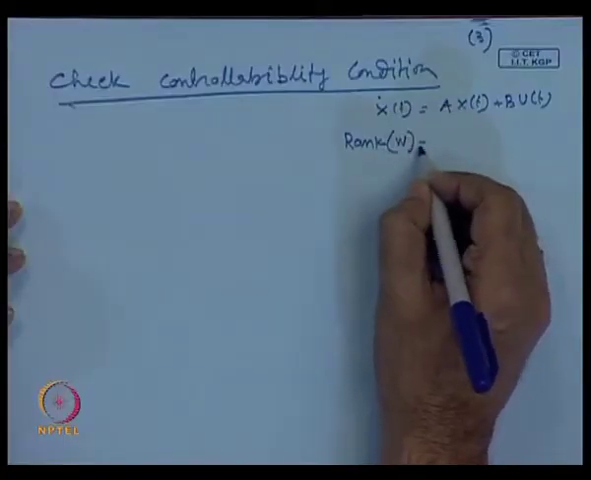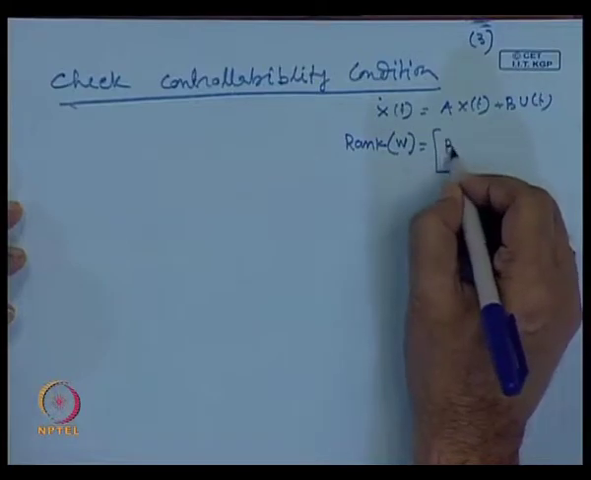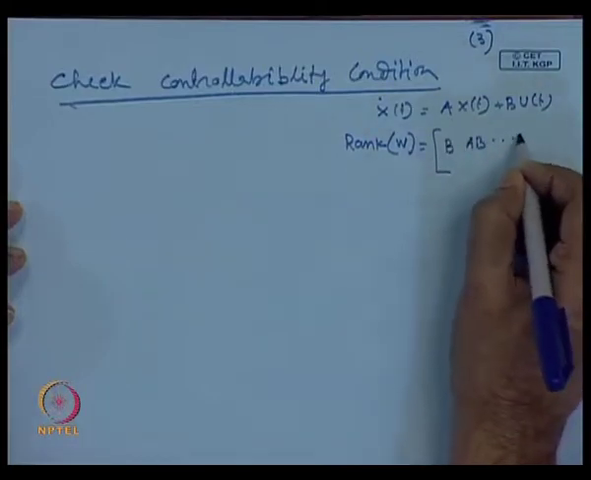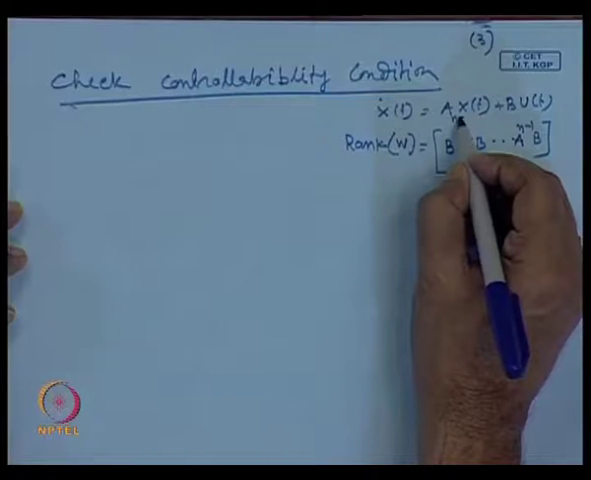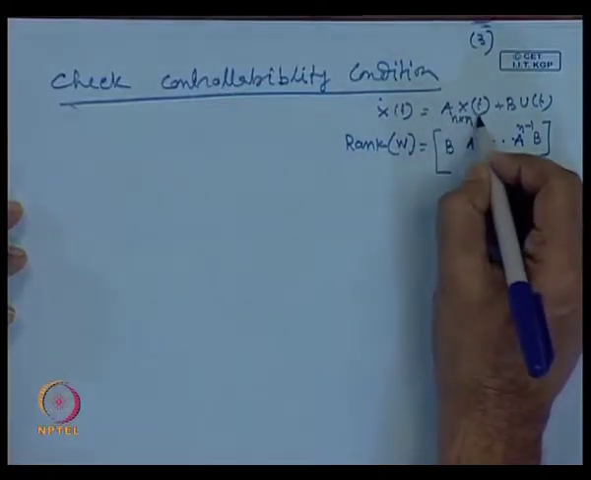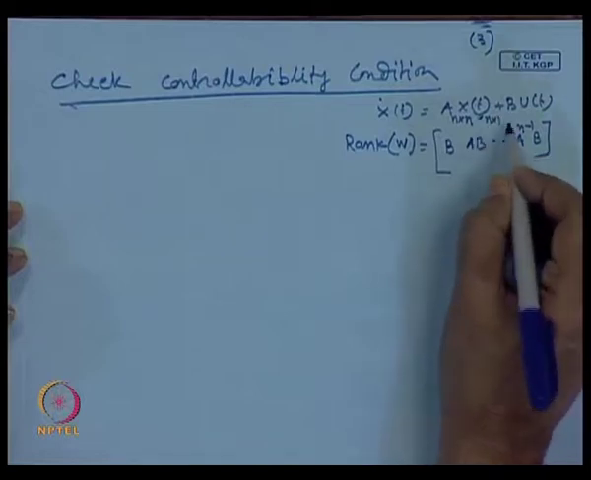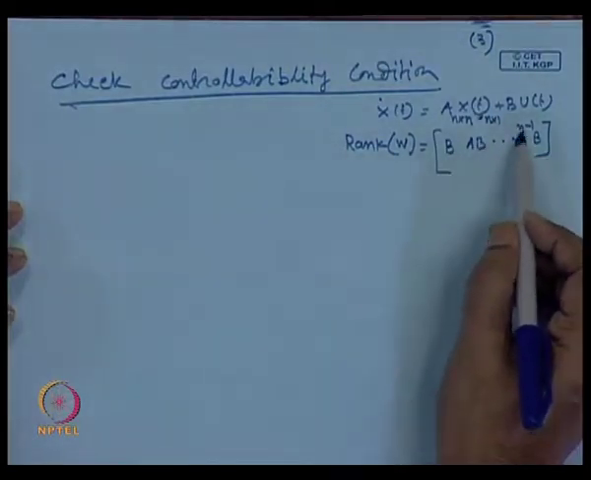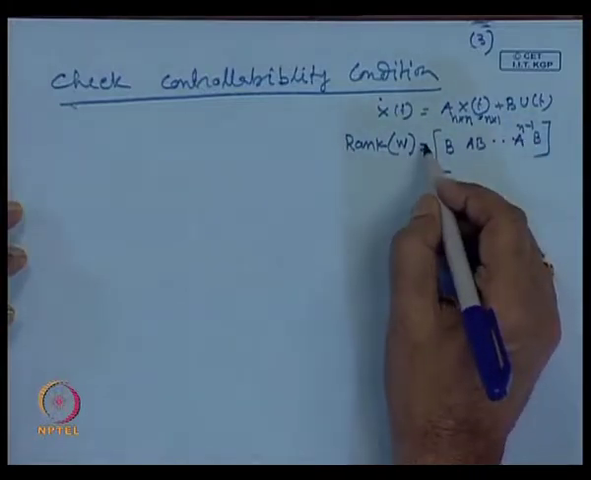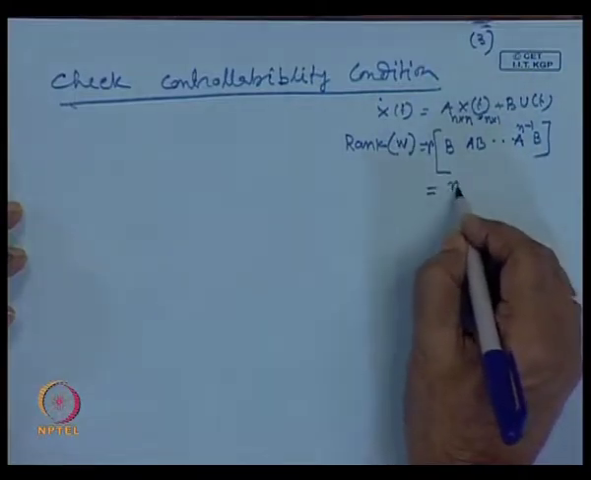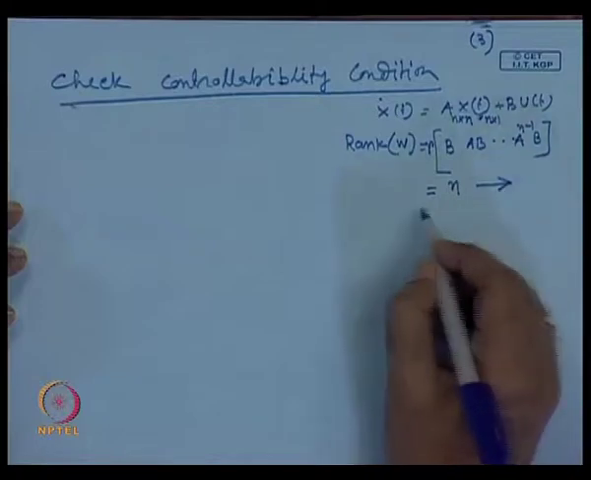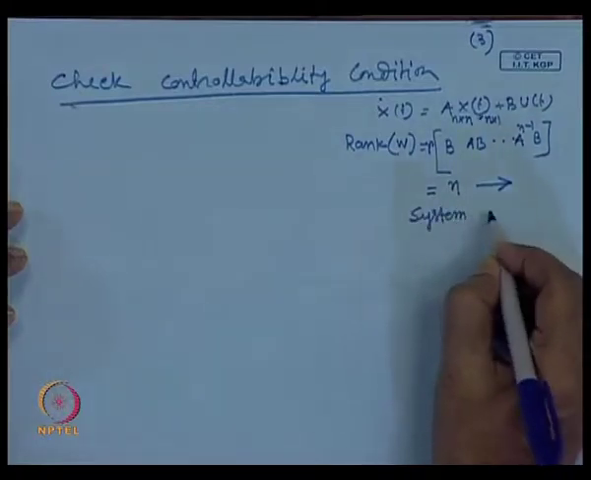We can check whether the system is controllable or not by finding the rank of a matrix. Let us call the matrix W. How will you form it? W is B, A B, up to A to the n minus 1 times B, where A is an n cross n matrix and the system has n states. So, find out the rank r of this matrix. If the rank of the matrix is n, this implies the system is completely controllable.